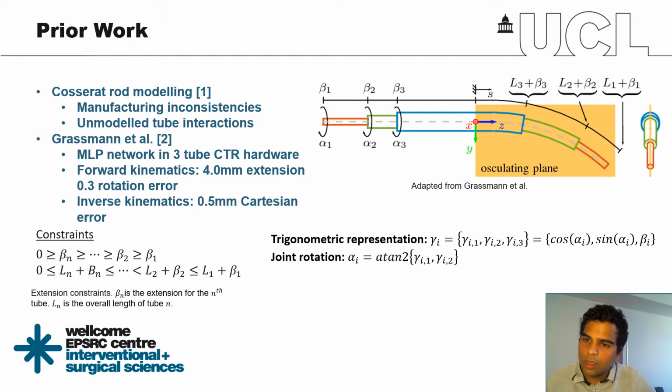So here alpha is the rotation and beta is the extension per tube. And an important thing here is the constraints on beta to make sure, from the actuator side of things, that the extension is actually possible.